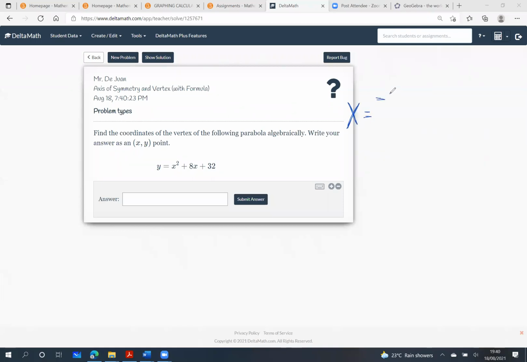x equals negative b over 2a. What's my b term? Negative 8. Negative 8 over 2 times 1. Negative 8 over 2 equals negative 4.